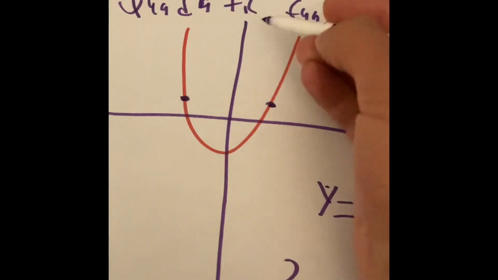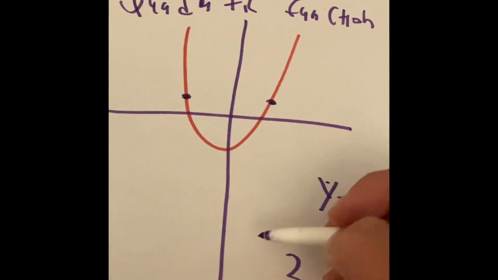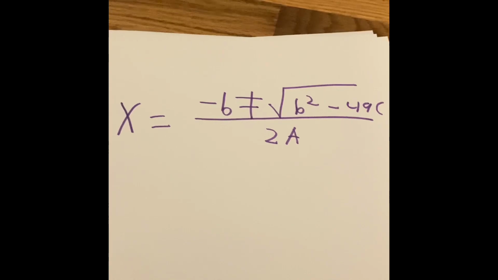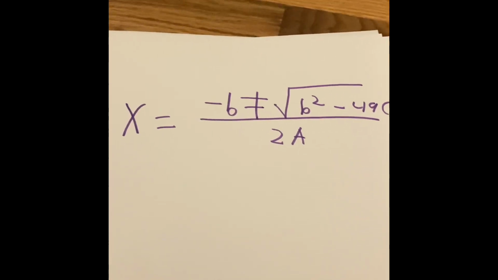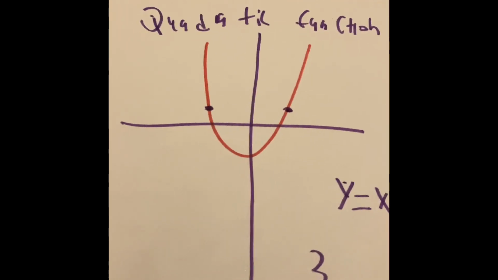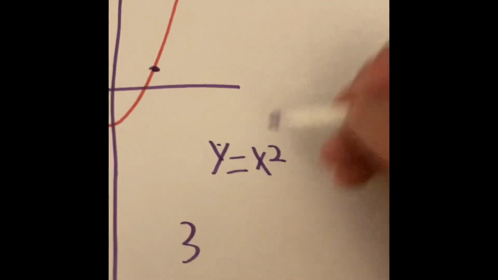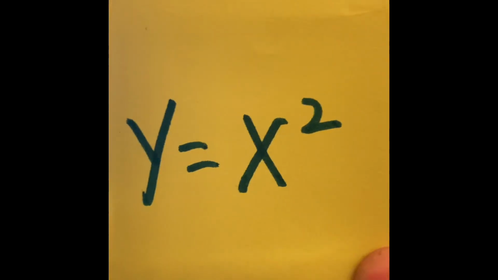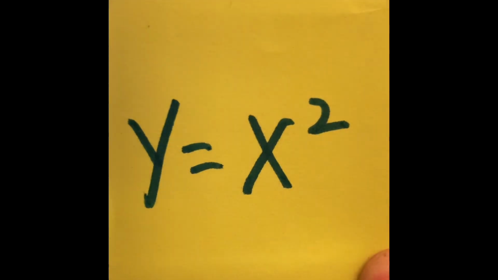A quadratic function and a parabola relate to the quadratic formula, but we'll talk about that a bit later in another video. Here's an example of a quadratic function, or a slope of x squared. Let's go.